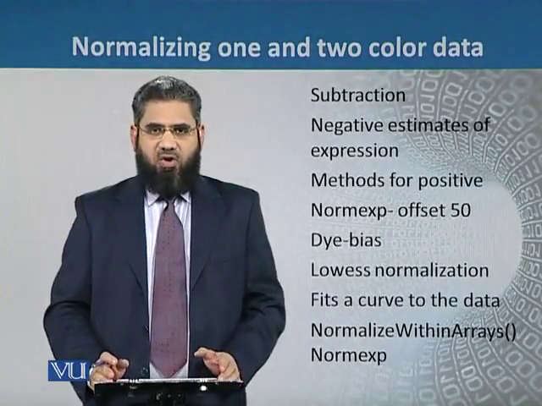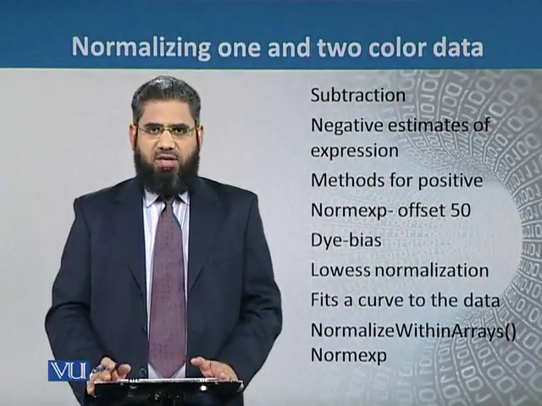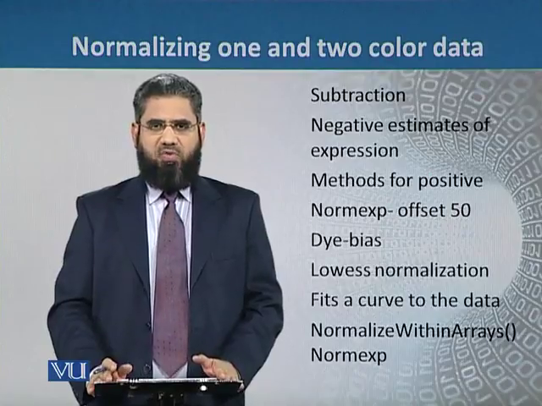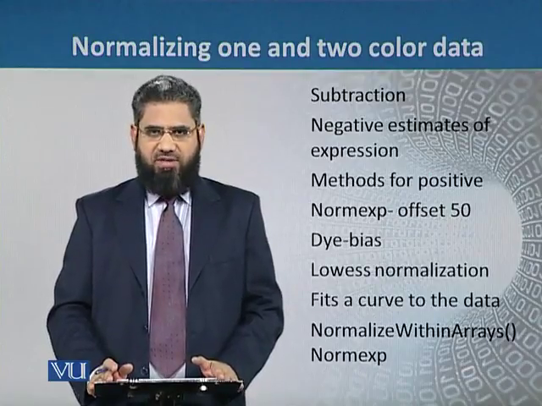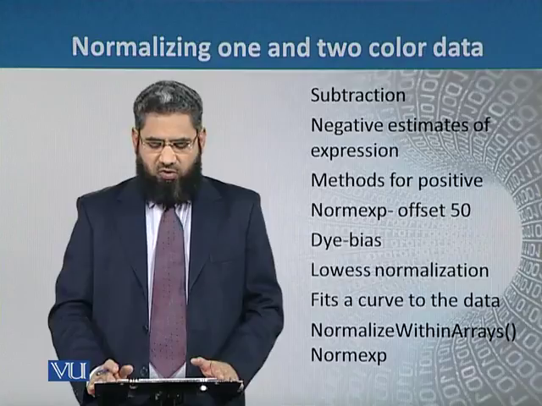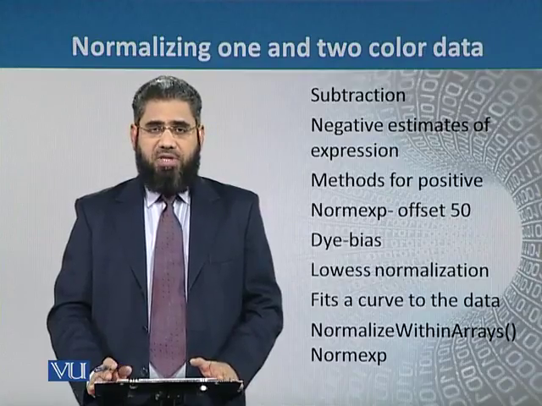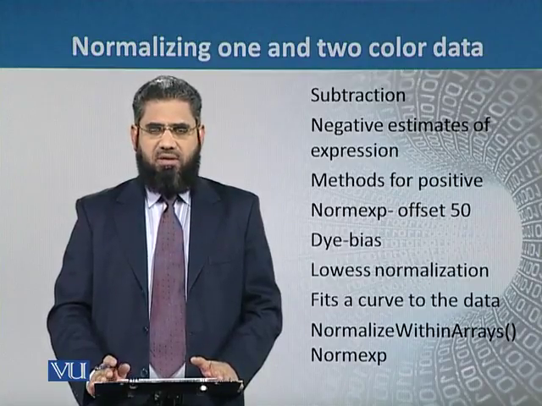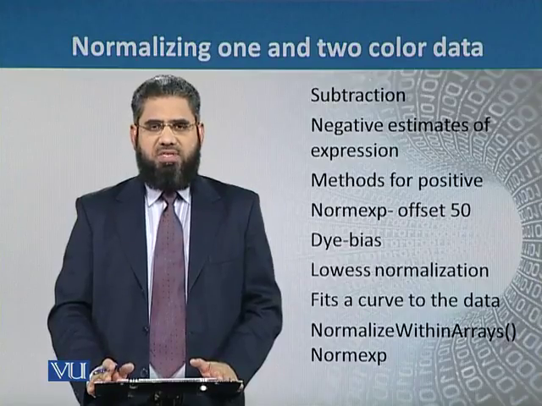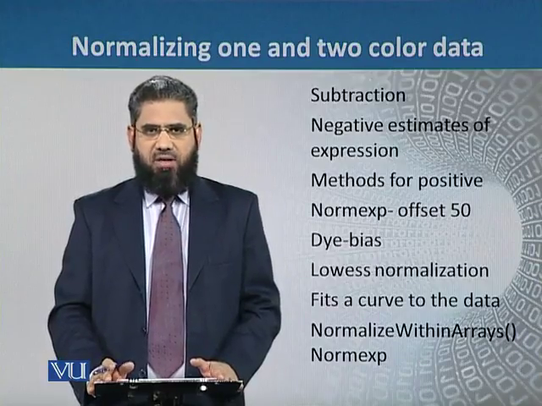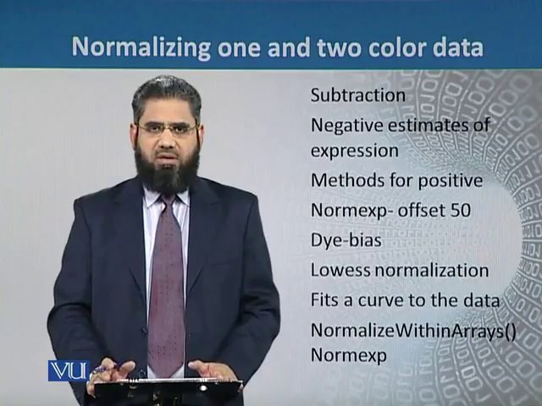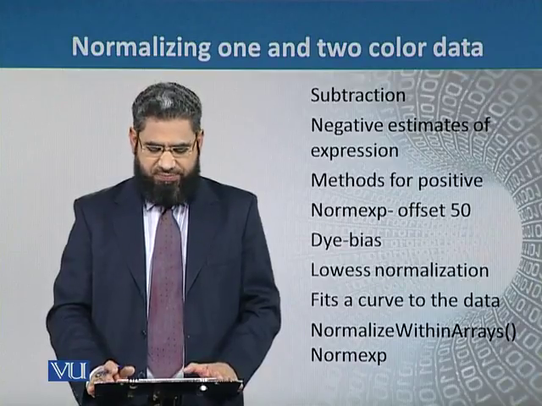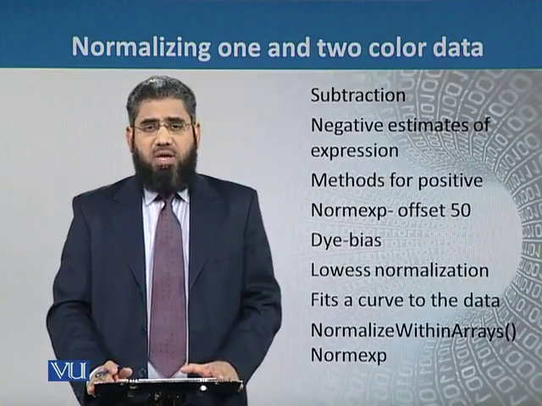To carry out the normalization of 1 and 2 color Agilent data, first we will consider the 2 color Agilent data. For the 2 color Agilent data, the simple process for background correction is subtraction. In this process we simply subtract the background intensity from the intensity of the spots.